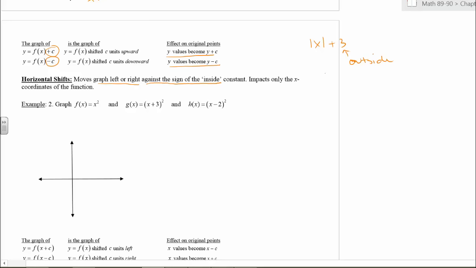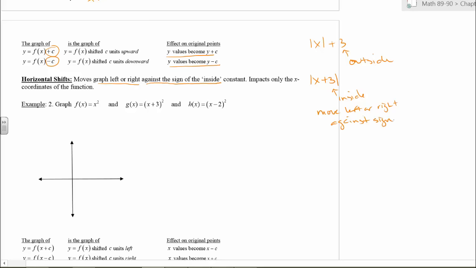So the difference now becomes this. This is considered x plus 3 inside the absolute value bars. So you're adding or subtracting before you take the absolute value or before you square. And when you do that, you move left or right, depends on if you're adding or subtracting, and you move against the sign, meaning you move opposite what you think.